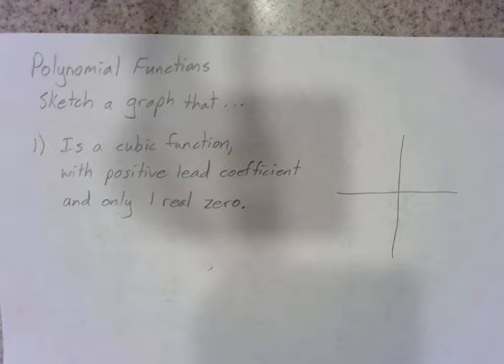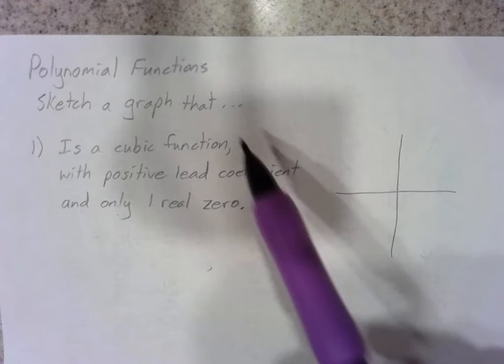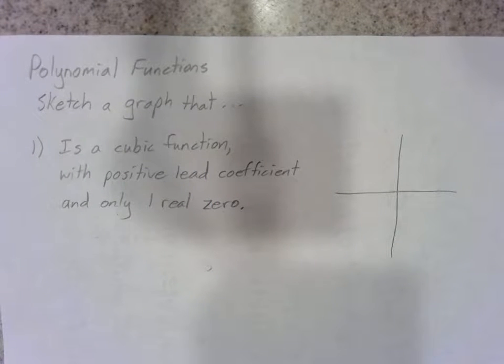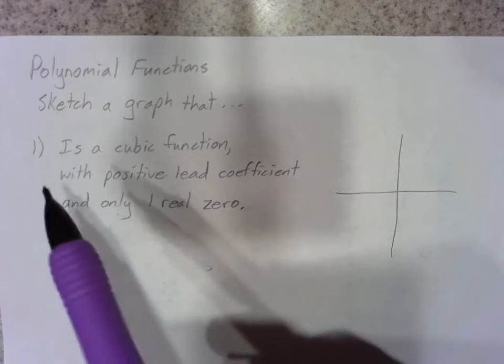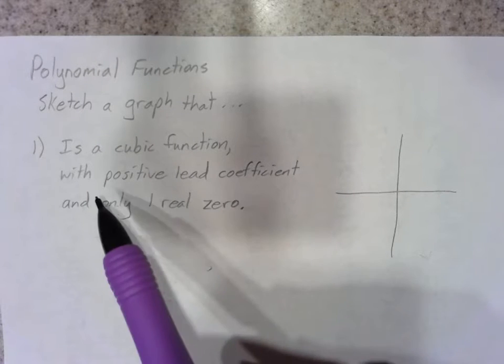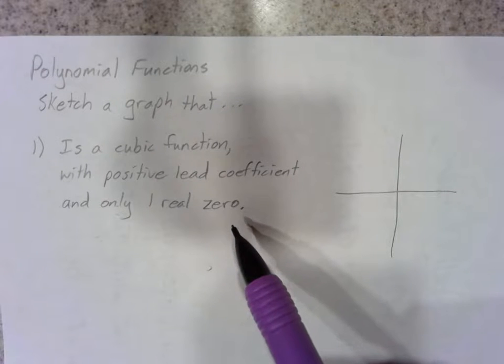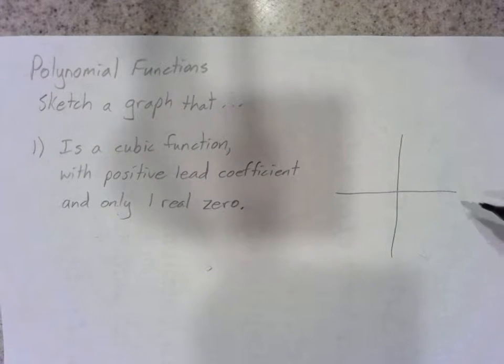Now for your half worksheet, polynomial functions, sketch a graph. I don't have the actual copy in front of me, so I wrote down the first problem. In this case, we want to sketch a graph that is a cubic function, positive lead coefficient, and only one real zero. So I'm going to draw a graph to sketch it.